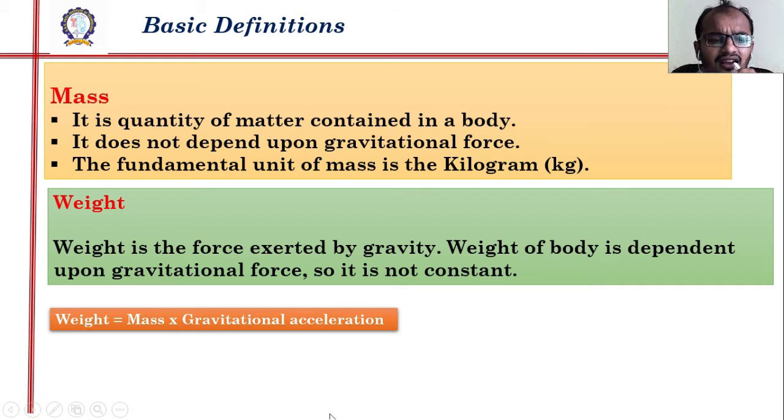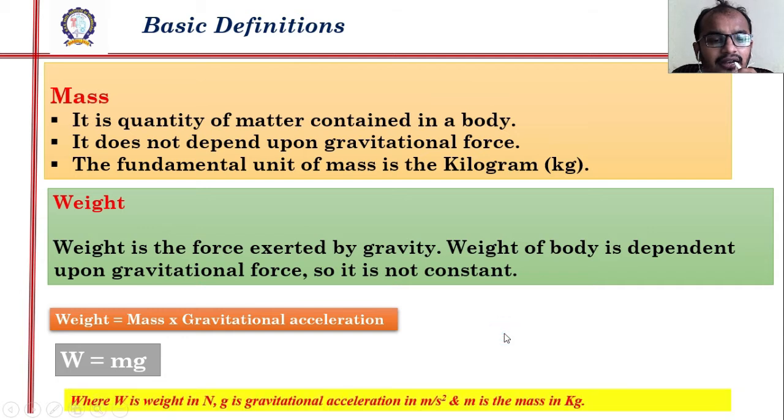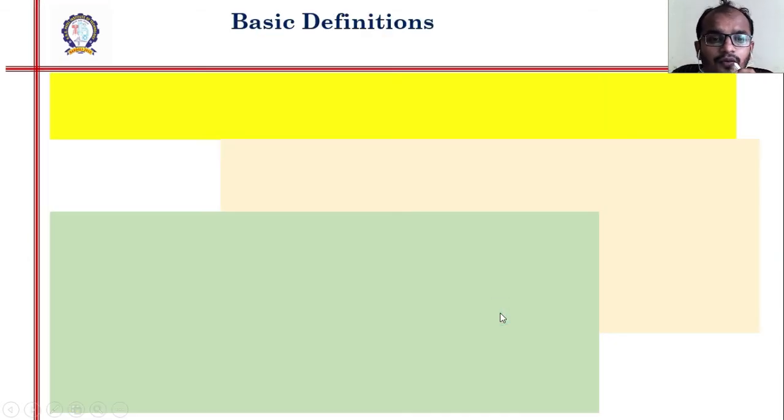The mathematical expression of weight is weight equal to mass into gravitational acceleration. So we say W equal to mg. Right? The unit of weight is the Newton. g is the gravitational acceleration, in meter per second square, and small m is your mass, which is defined in kg. So those are the units of weight, mass and gravitational acceleration.